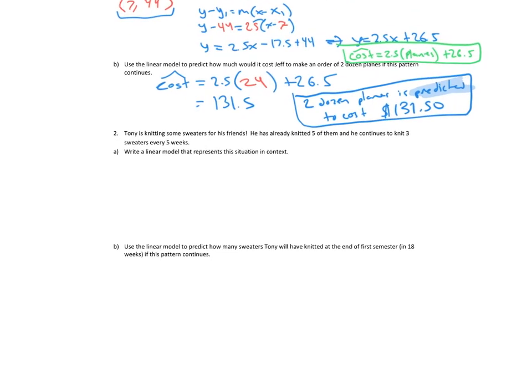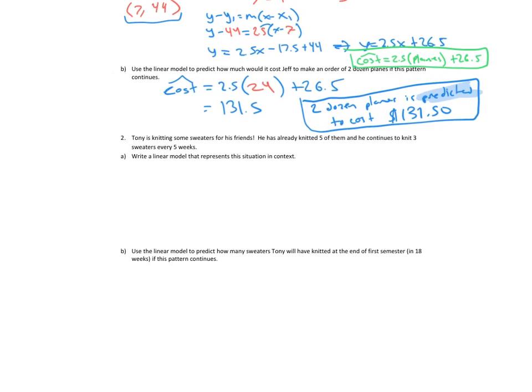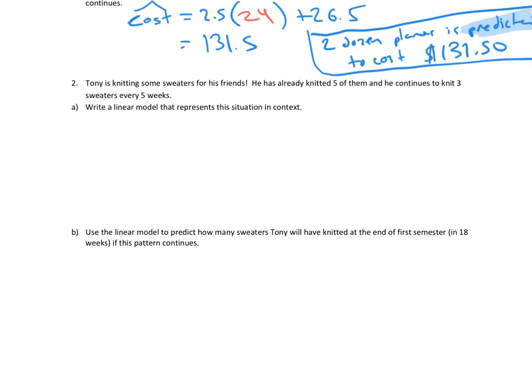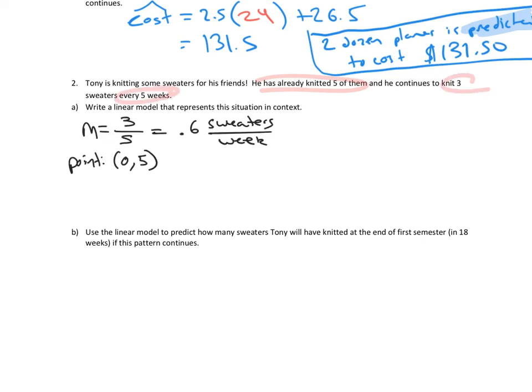I'm going to go through this kind of quickly here to set it up, so pause it if you want to try it on your own. Tony is knitting sweaters. He's already knitted 5 and continues to knit 3 sweaters every 5 weeks. Already knitted 5, that's our starting amount. 3 sweaters every 5 weeks, that's our slope. So you'd use those to find your slope of 0.6 sweaters per week, 3 divided by 5. And then we have the beginning amount, a y-intercept, (0, 5).